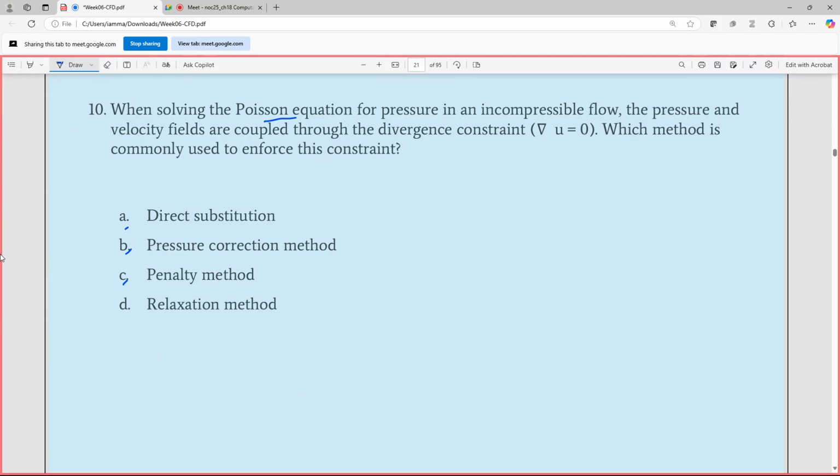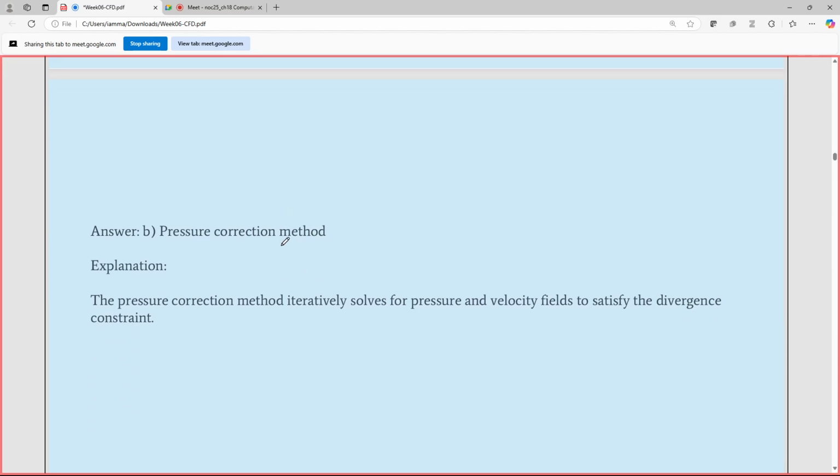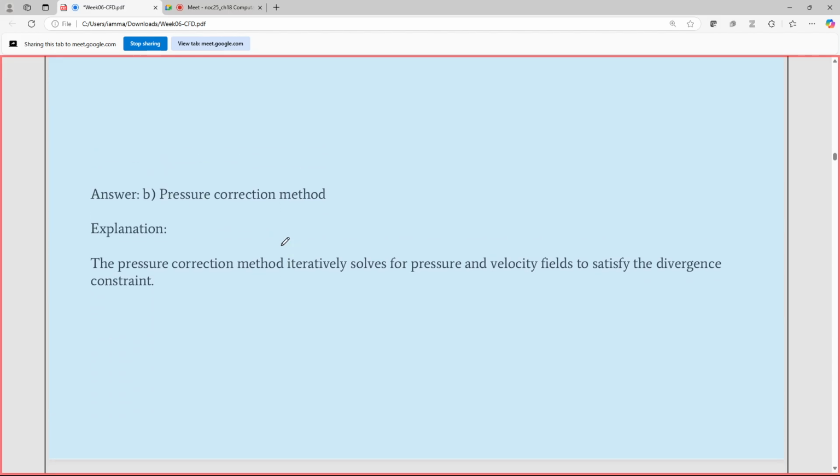Answer is option B, that is pressure correction method. So for incompressible flow, the pressure correction method is used for solving the Poisson equation for pressure. The pressure Poisson equation is implemented through the pressure correction method, where it iteratively solves for the pressure and velocity fields to satisfy the divergence constraint.